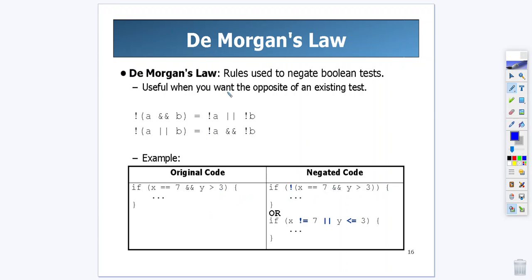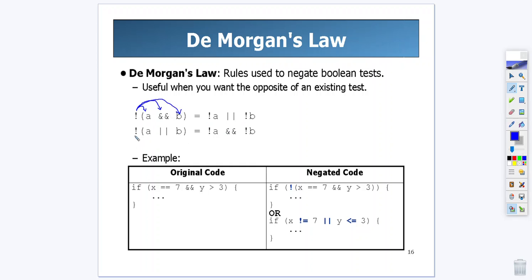Now we have something called De Morgan's law that's kind of similar to the distributive property, and it's useful if you want the opposite of an existing test. Sometimes our conditions can get quite complicated, and you figure out one condition, but then you realize you want the opposite. What we can do is negate it. If I negate an and statement, I essentially distribute my negation. I negate the first condition, whatever that is. I negate my and. Now the opposite of and is or, and then I negate the second condition.